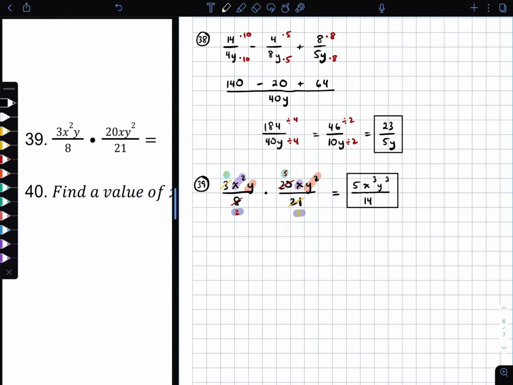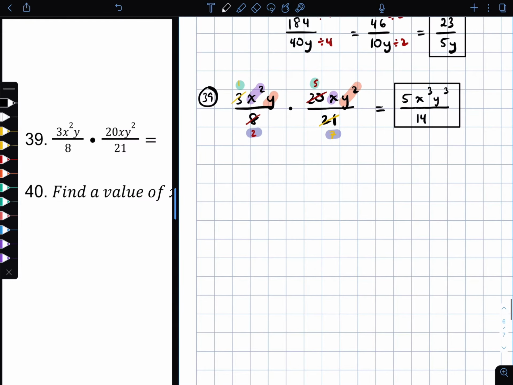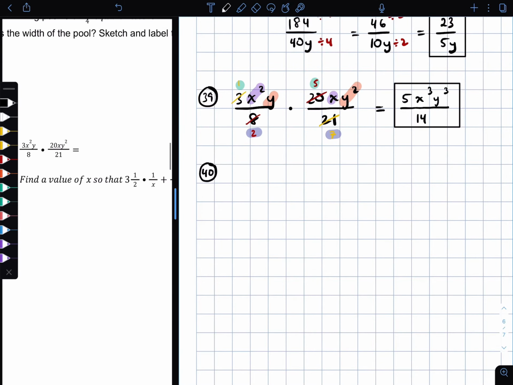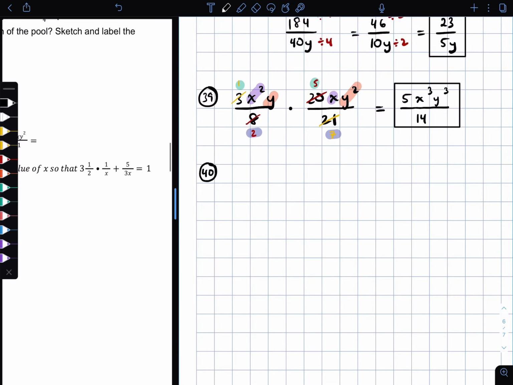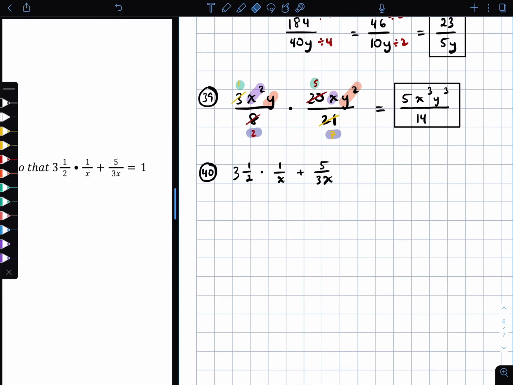Okay, so there we go for 39. And finally for 40, check that out. 40 says find the value of x so that this would be true. Okay, so we have 3.5 multiplied by 1 over x plus 5 over 3x is equal to 1. And so we need to somehow solve this equation and find out a value of x.